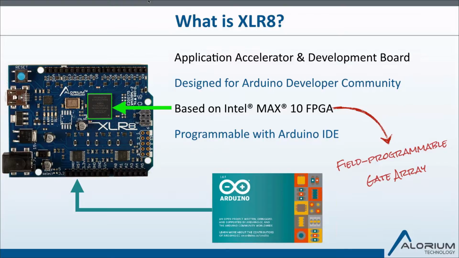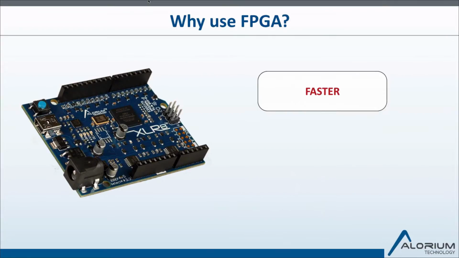So the question might be, well, why would I want to use an FPGA? Why would I want to design my own block for the FPGA in the first place? Well, the first reason is because you may want to run that functionality faster. When we talk about this, we're talking about acceleration.